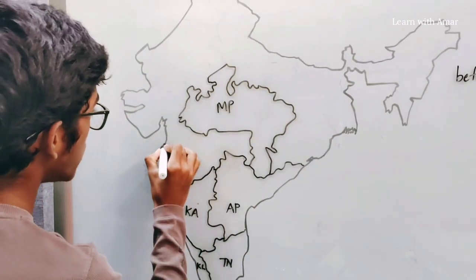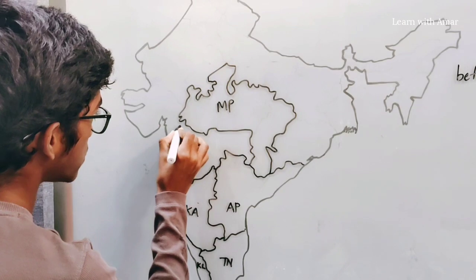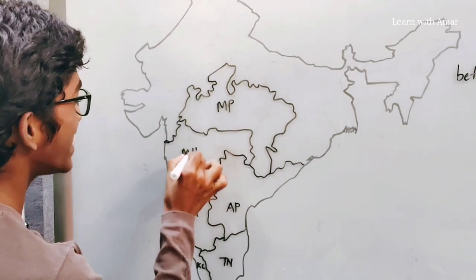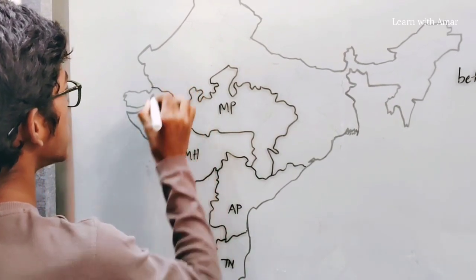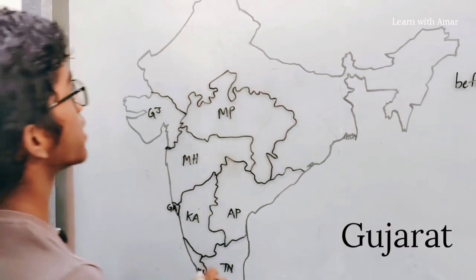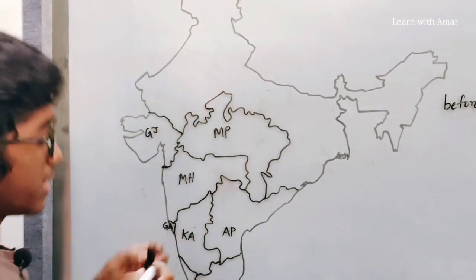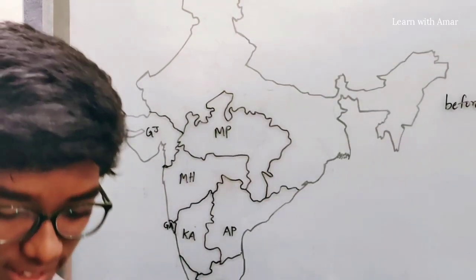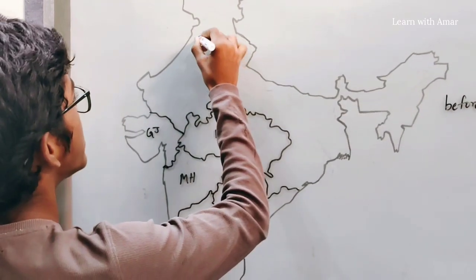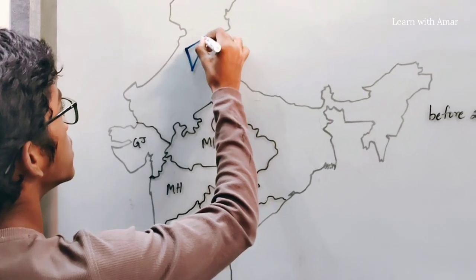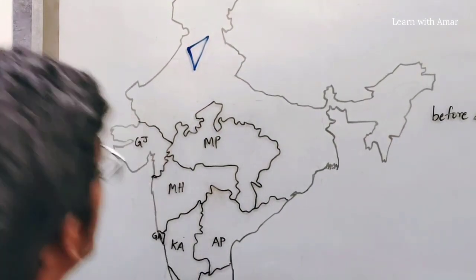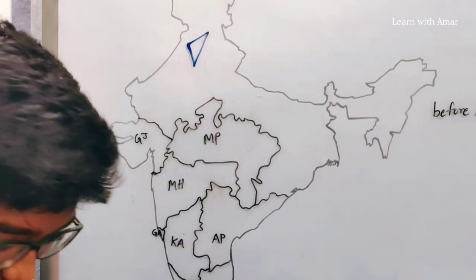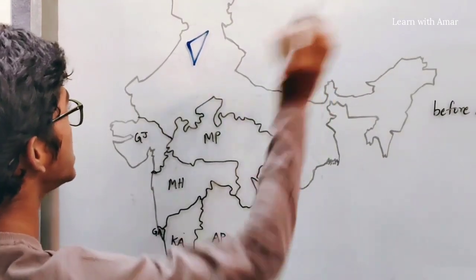Now we will join this. By joining like that, we get Maharashtra. And also by joining this, we get Gujarat. Right. Now coming to North India, here we draw an imaginary triangle like this. So this triangle passes through 3 states.